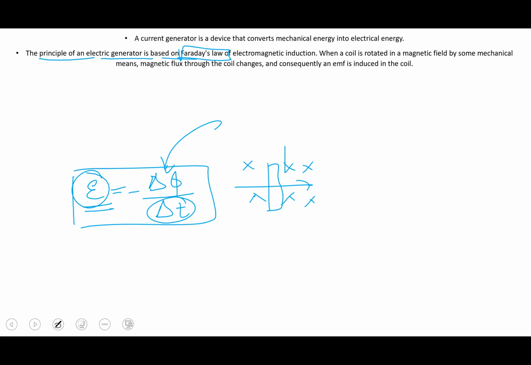So on the basis of Faraday's law of electromagnetic induction, when the coil is rotated in the magnetic field by some mechanical means, the magnetic flux through the coil changes. That means there is a change in the magnetic flux, and consequently, EMF is produced in the coil.